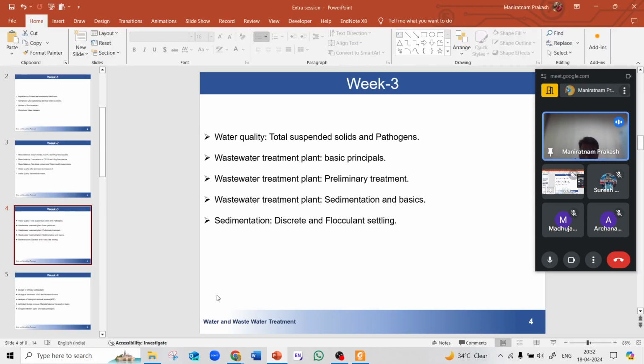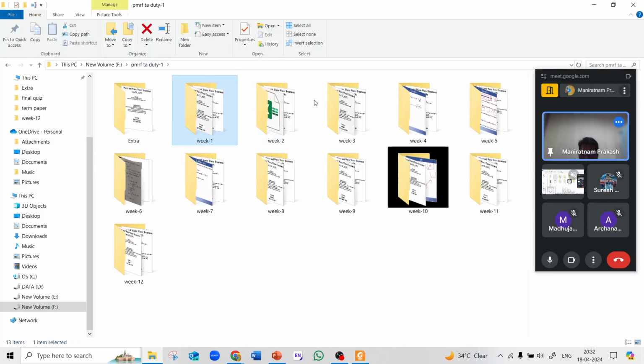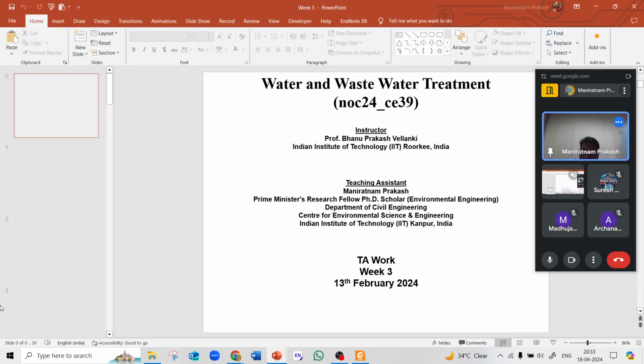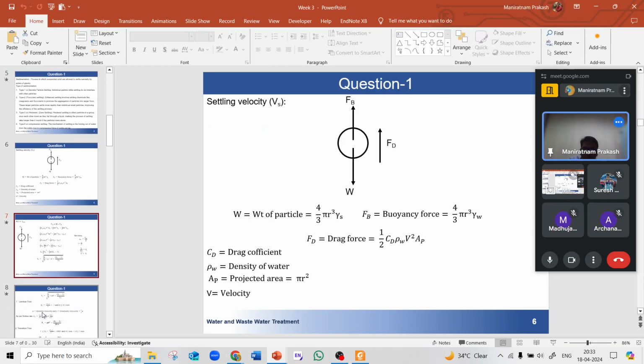There was one derivation related to this done in class. I will just open that. I think it's good to summarize things if we are talking. So, we derived the settling velocity formula.